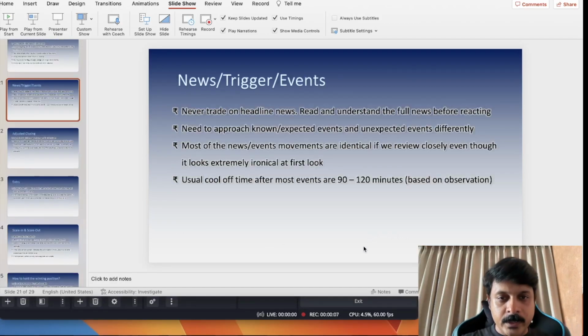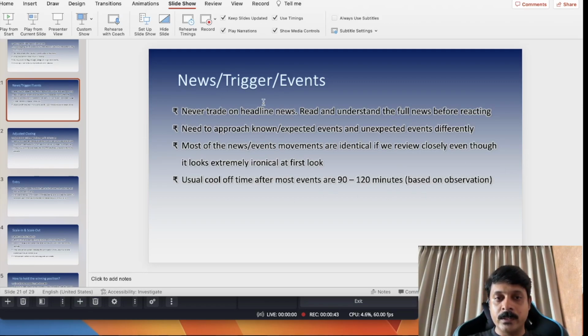We will move on to the next slide, which is news, triggers and events. So never trade on headline news. Read and understand the full news before reacting. You need to approach expected and unexpected events differently. And most of the news or event movements are identical if you review closely, even though it looks extremely ironical at first look. So the usual cool-off time after the news is 90 to 120 minutes. This is based on my observation.